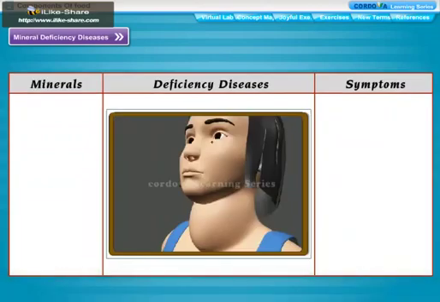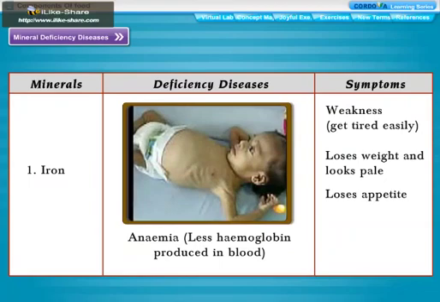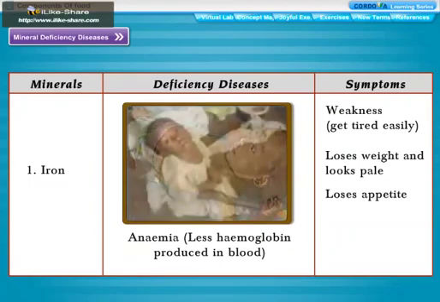Mineral deficiency diseases. Diseases caused by the deficiency of certain minerals are listed in the following table. Minerals, deficiency disease, symptom. Iron, anemia, less hemoglobin produced in blood. Weakness, get tired easily. Loses weight and looks pale. Loses appetite, does not feel like eating anything.